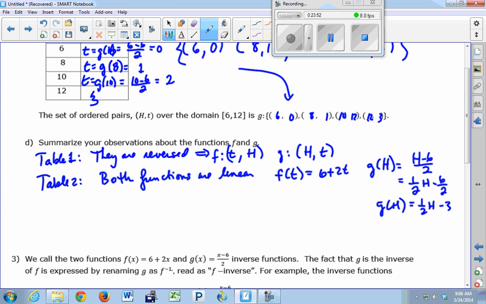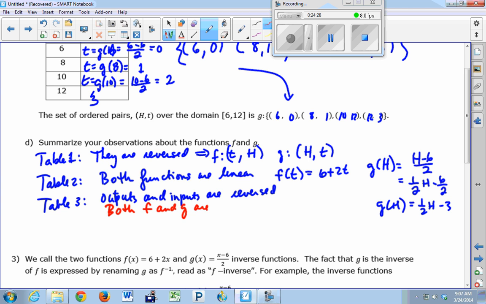So that would be how we would write that in our more familiar form, y equals mx plus b. Okay. Right, table 3, what did you guys come up with? Right, outputs and inputs are reversed. That's similar to what table 1 came up with. Yeah, and that's a good addition. Even though you reversed your inputs and outputs, you still ended up with a function. So Chris noticed that both f and g are inverse functions.